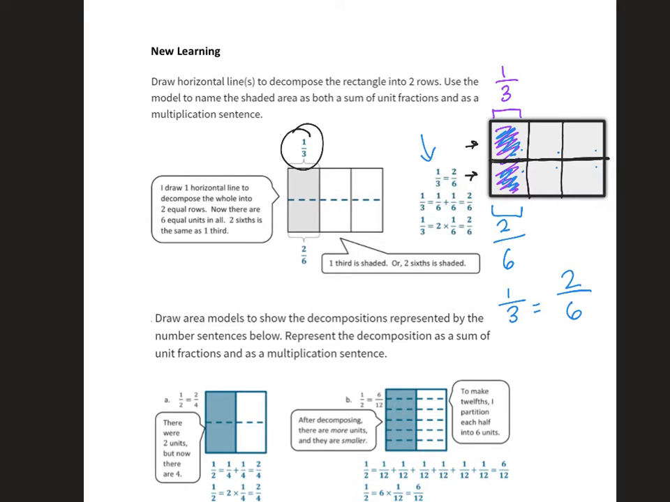You can also say that 1/3 is equal to 1/6 plus 1/6, which also means 1/3 is equal to 2 copies of 1/6. Okay, so you have your equivalent fraction here, then you have your addition of unit fractions here, and then you have your multiplication sentence here. So again, it's the same thing that we've done the last couple of days. The only difference is that we're using a different model.